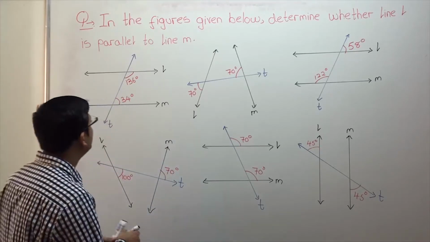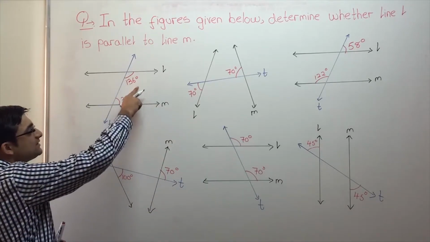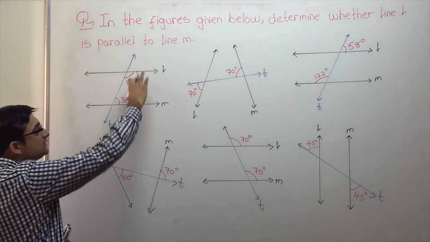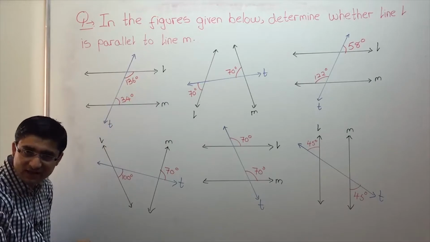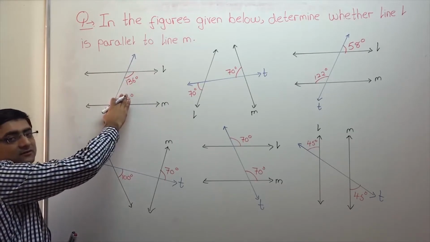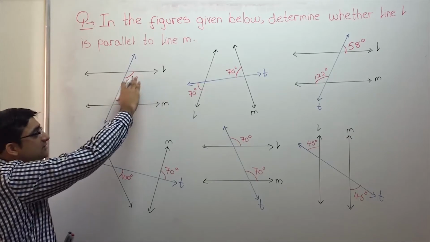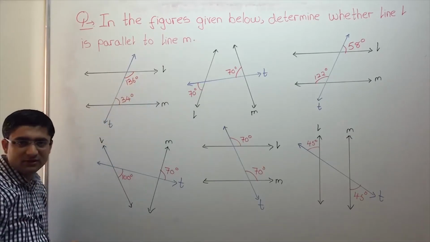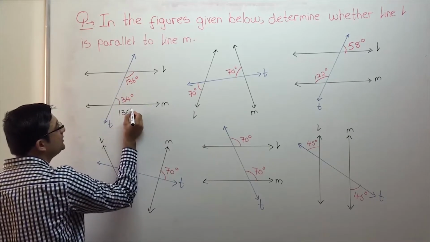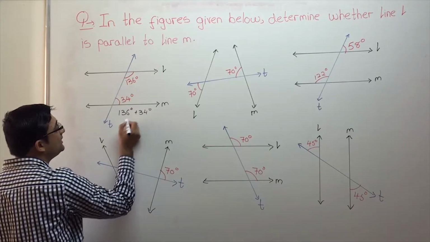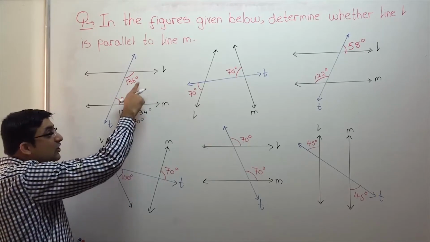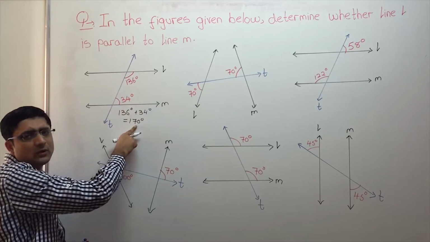So let's begin. Look over here, 136 degrees and 34 degrees. First of all, what is the relationship between these two angles? They are between the lines, so they are interior angles. Next, this over here is the transversal, so they are both on the same side of the transversal. So interior angles on the same side of the transversal, right? Let's find their sum. What is 136 plus 34? 136 plus 34 is equal to 170 degrees. So the sum of interior angles on the same side of the transversal is 170.